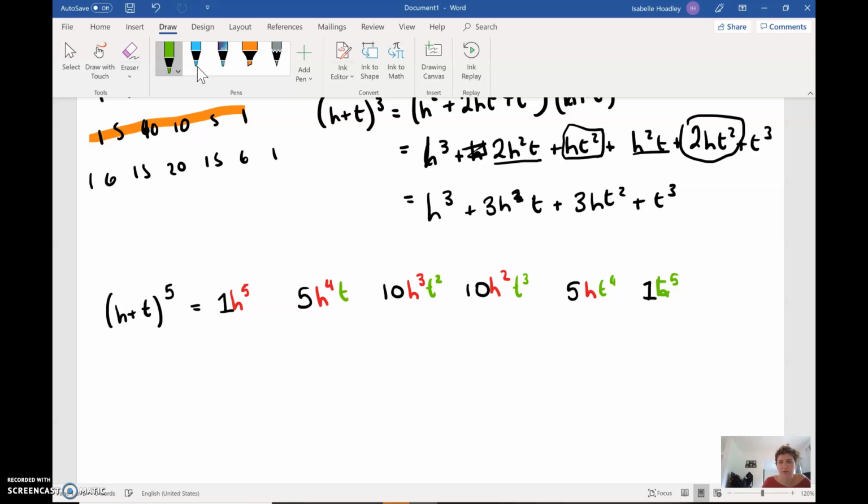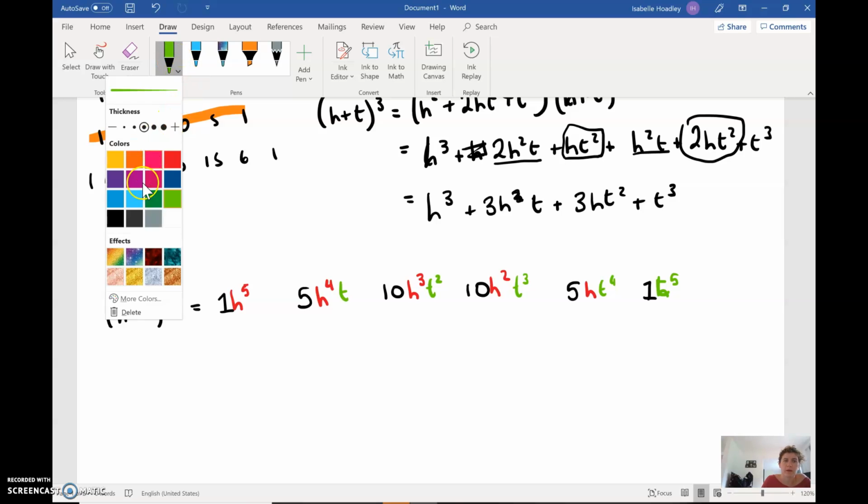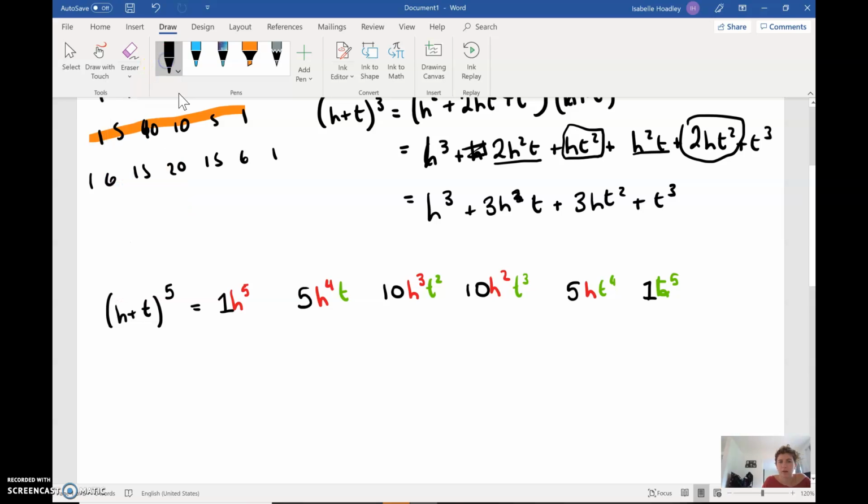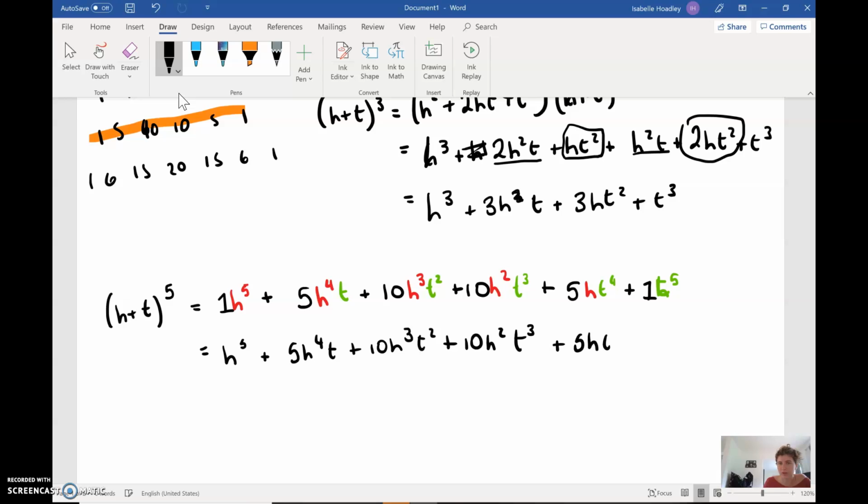Again, in the first one, 0. Okay, from there, we can just add in plus between all of them. It's always going to be plus. And we can simplify, so we don't write the 1, so we're going to have h to the power of 5 plus 5h for t plus 10 h cubed t squared plus 10 h squared t cubed plus 5h t to the power of 4 plus t to the power of 5, and that's our solution.